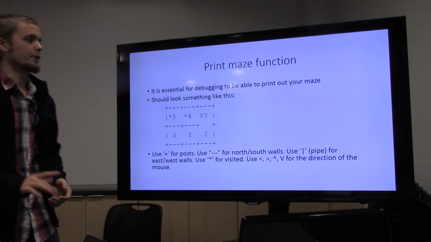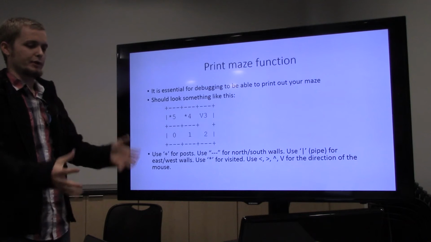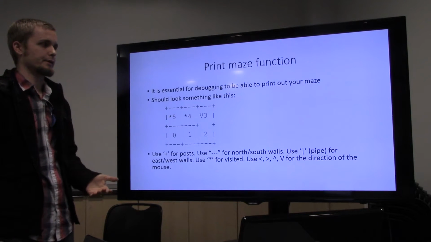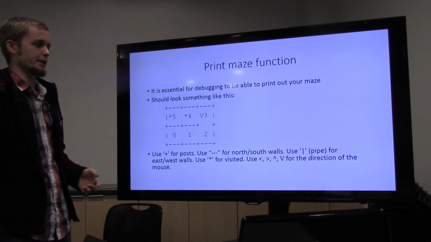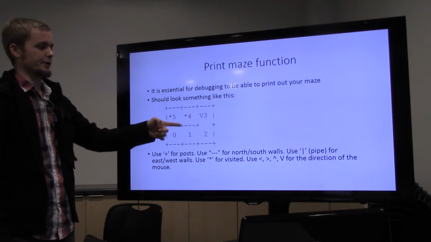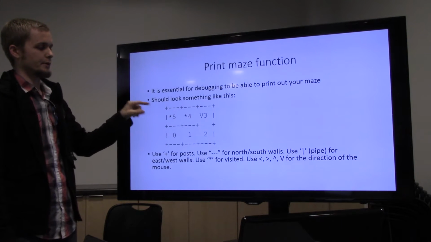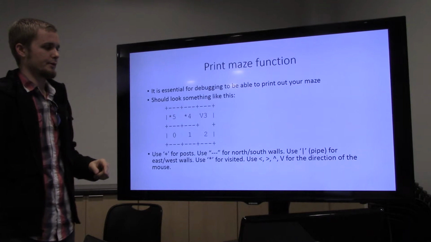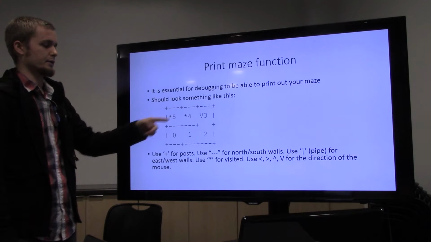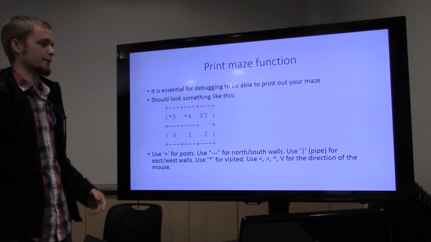And one thing you want to make is a print maze function. It'll print the internal representation of your maze so you can see what's going on, because it's going to really be helpful for debugging. And the way it works is you have plus signs for each post, 3 hyphens for each north and south wall, and then the pipe for east and west walls. And you've got to replace them with spaces if there's no wall there.